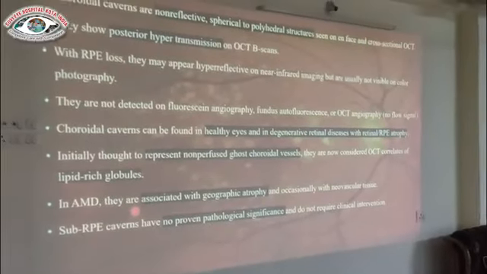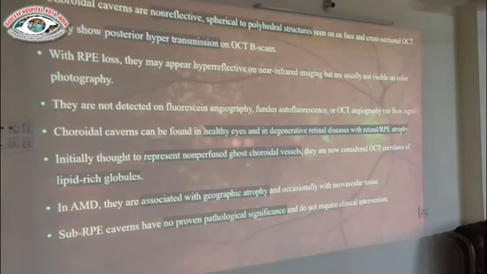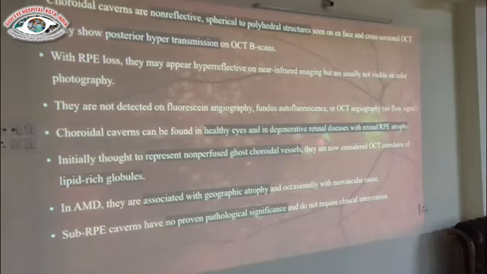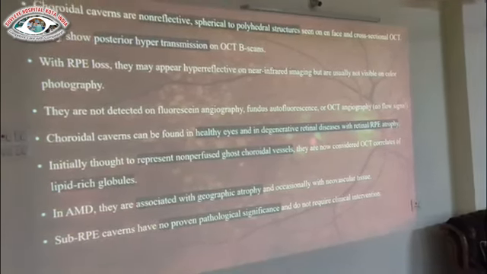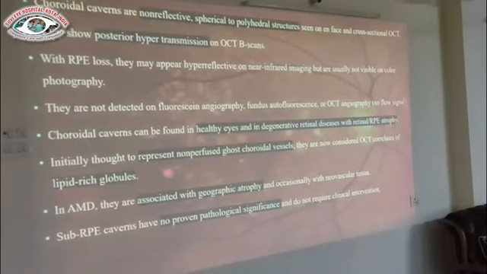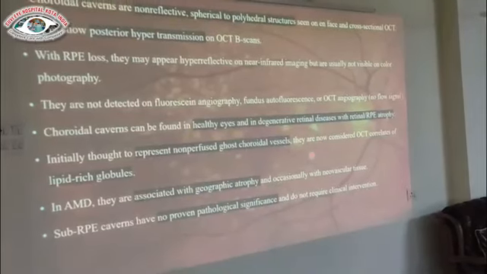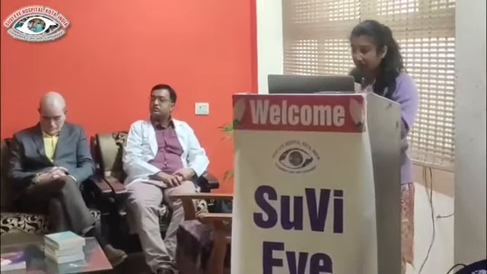And they show posterior hypertransmission on OCT also. It can be found in healthy eyes and in degenerative retinal diseases and RPE atrophy. Initially thought to represent non-perfused gross choroidal vessels, they are now considered OCT correlates of atrophy. But they have not proven any pathological significance and do not require any clinical intervention.